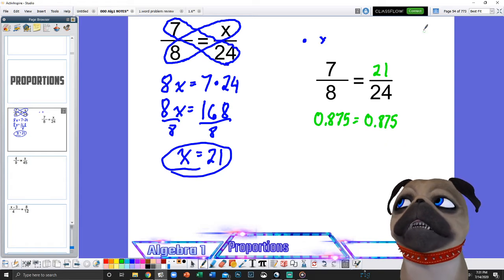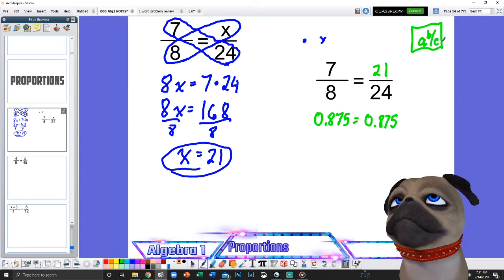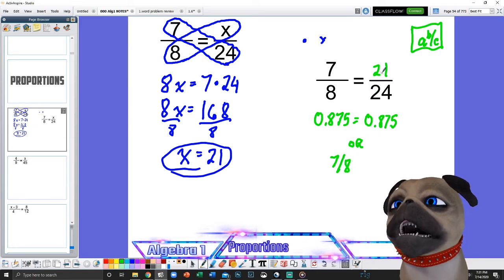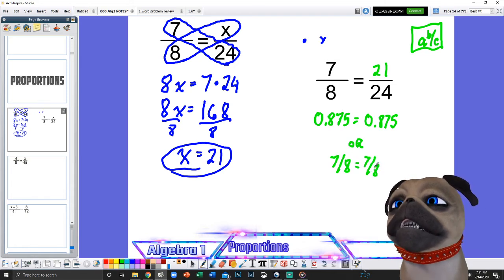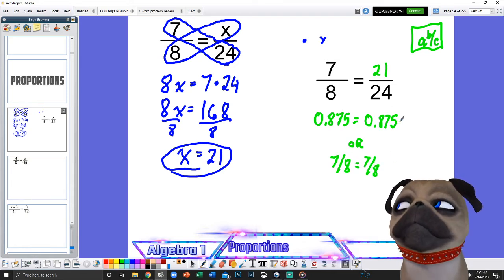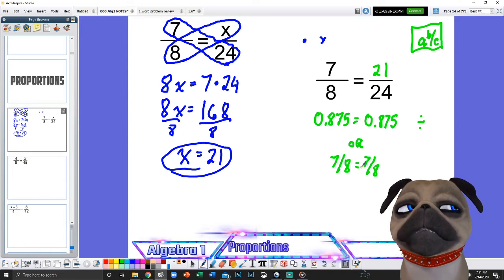Now, if you want to do this using your fraction button, remember a lot of you are starting to fall in love with your fraction button because it is so friendly and nice. So you could hit 7 fraction 8, and that would give you 7 over 8. And then you could do 21 fraction 24. And that will also give you 7 over 8. So whether you use decimal, divide key, or the ABC button, you will still get the same answer on both sides. This tells you 21 is correct.